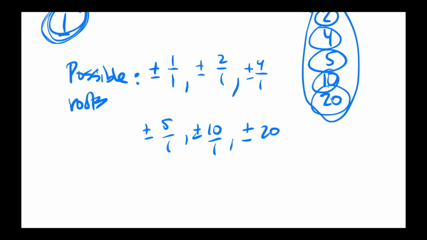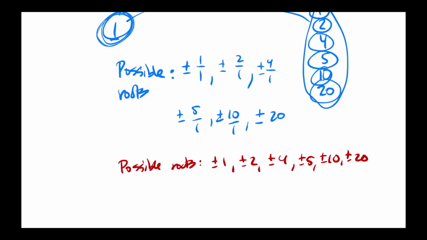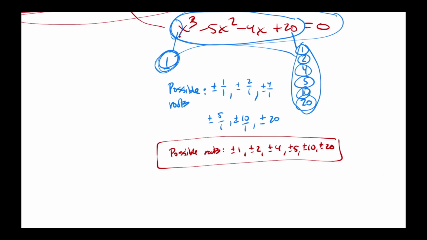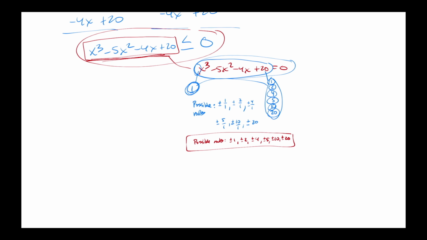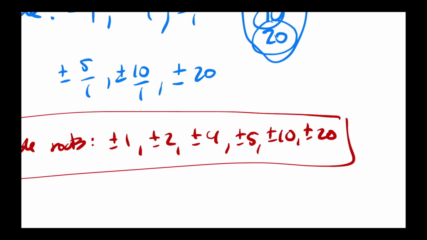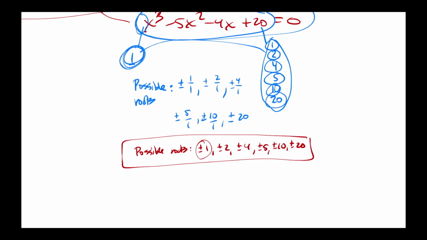We really don't need the over 1, so we can rewrite this and say the possible roots are plus or minus 1, plus or minus 2, plus or minus 4, plus or minus 5, plus or minus 10, and plus or minus 20. Those are all the possibilities. Now I can test these all out by using synthetic division. But what I like to do is pick a number that I like, because we can try 1, plus or minus 1. So let's try plus or minus 1.